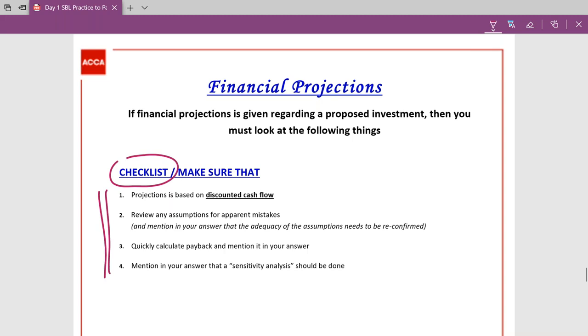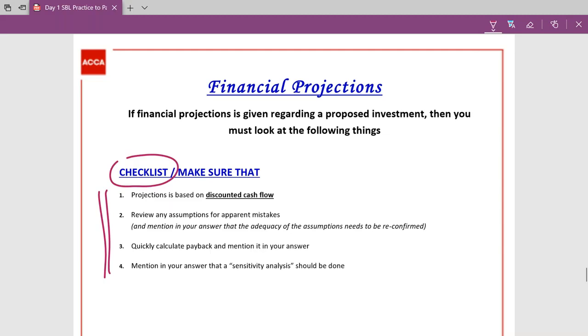Third, quickly calculate the payback and mention it in your answer. This is one thing which would really impress the examiner. Whenever a financial projection is given, just quickly calculate the payback period. It is a quick calculation that may not take more than 30 seconds, but it will really impress the examiner and help you grab professional marks. So always remember to calculate the payback. You can say the payback is 5 years, 10 months, or the payback is 3 years, 6 months.